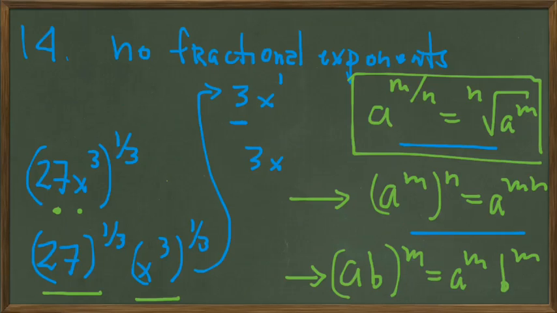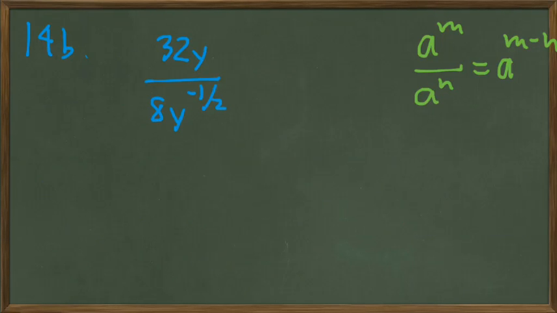And so our answer is much simpler than it looked originally. It's just 3x. So in this problem, it's easy to cancel the coefficients and get 4. When we combine the exponents, we use a to the m over a to the n equals a to the m minus n. That gives us the exponent of 1 minus the exponent in the denominator, which is minus 1/2. So it is 4y to the 3/2.